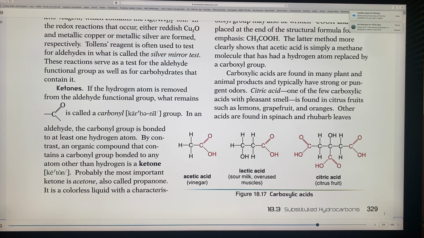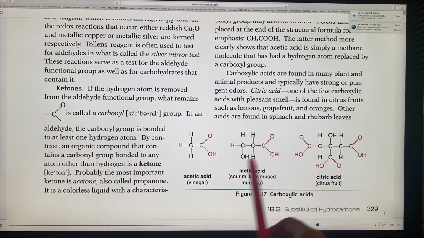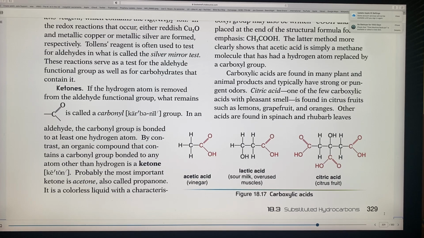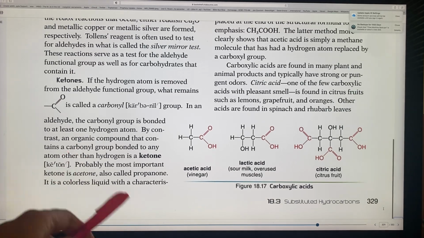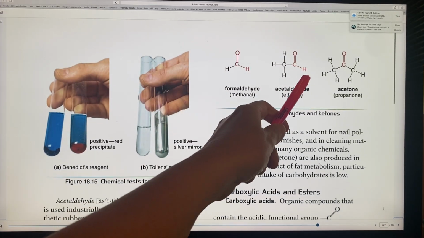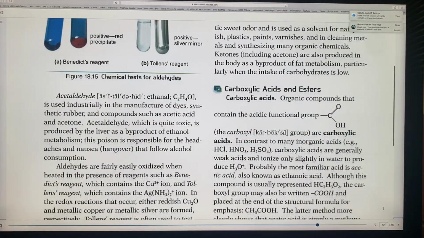So anyway, here are some carboxylic acids. Just remember: acetic acid is vinegar. Lactic acid is in sour milk, and lactic acid is also in your overused muscles. Citric acid is in fruit. I hope I didn't get you confused, because I kind of went into ketones and was pointing here when I meant to be pointing up here for the ketones. A little bit different.